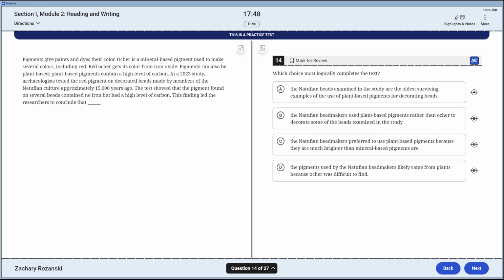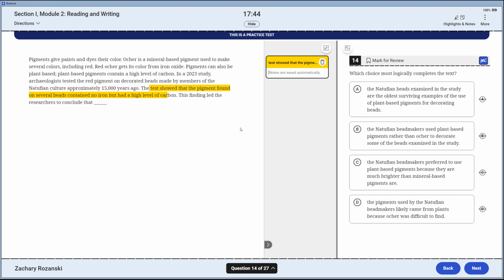Logically completes the text. We've got this finding. We'll bump it back one. What do I have here? The test showed that pigment found on several beads contained no iron. The beads had no iron. The beads had high carbon.